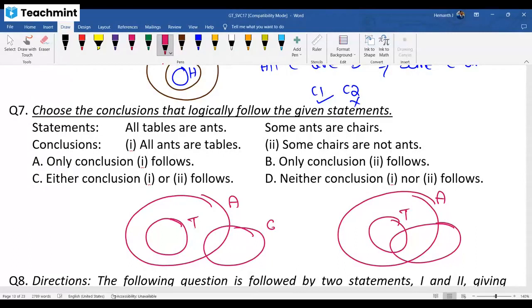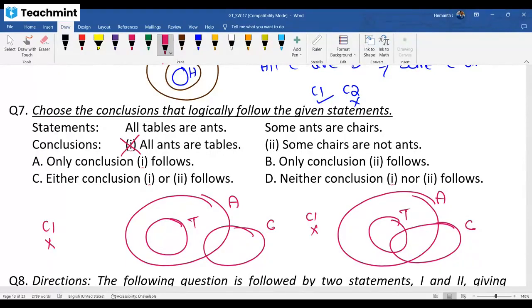Now, all ants are tables? No, here that is wrong. Ant is not inside the table. It's wrong. First one wrong. So first one not correct, eliminated. What about second one, sir? Some chairs are not ants.